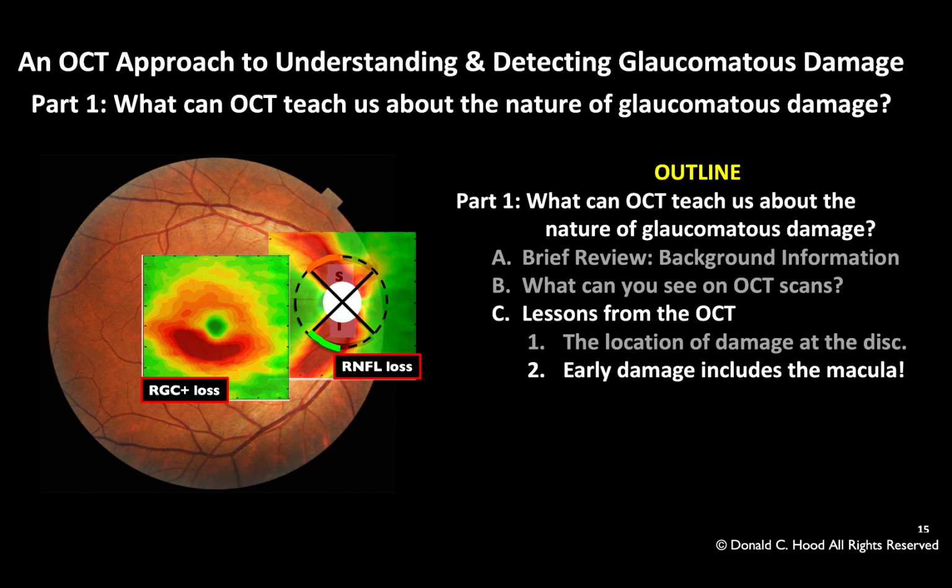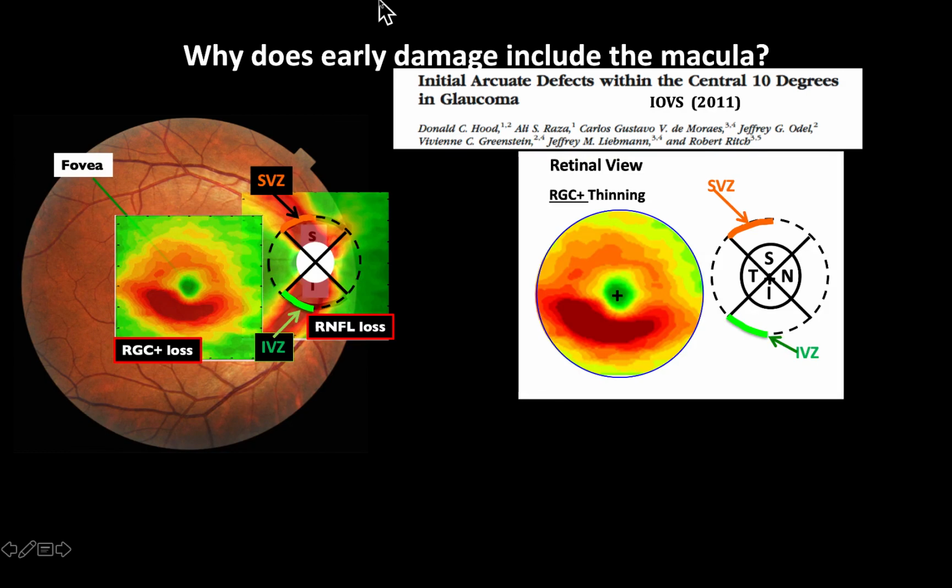All right, what's new? Now we have something new. What we found was that early damage includes the macula. Here's a figure from a paper in 2011 in which we were looking at damage to the macula. And here's our anatomical model that summarizes the results.